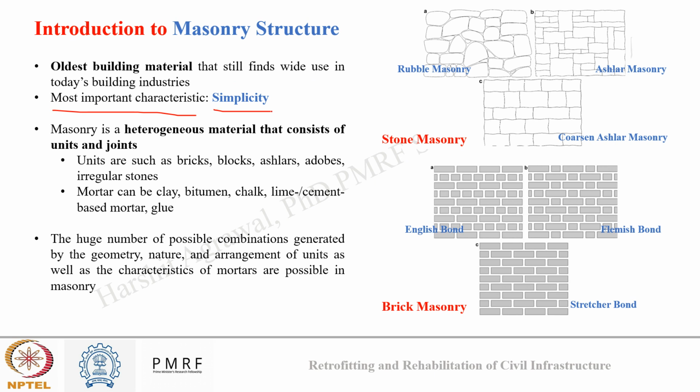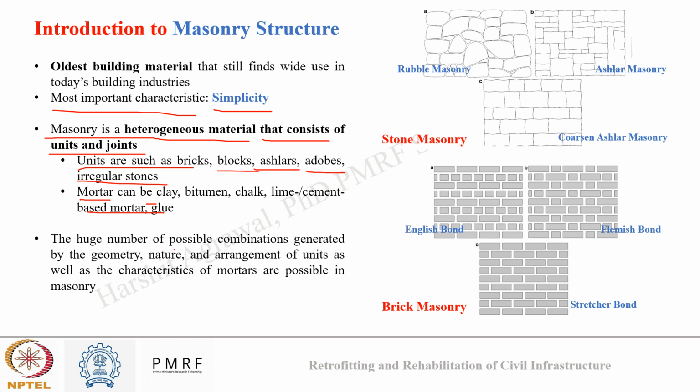Okay. Masonry, how do we define masonry? Masonry is basically a heterogeneous material which consists of units and joints. By units we mean bricks, blocks, ashlars, adobes, and irregular stones. These are known as units, and the joints consist of mortar, which can be clay, bitumen, chalk, lime, cement-based mortar, or glue. The combination of these two makes a masonry.